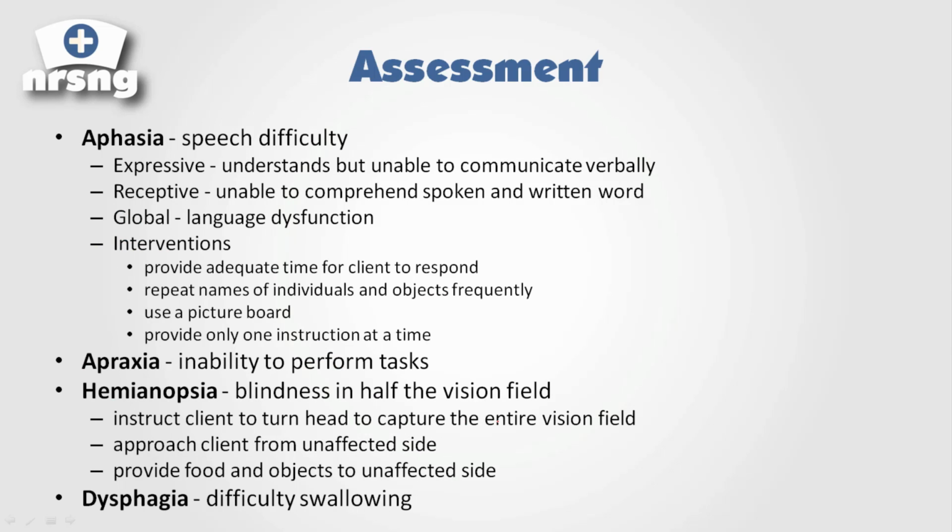So some things you need to keep in mind here. You'll hear a lot about these: aphasia, apraxia, hemianopsia, dysphagia. So what are these things? Aphasia is speech difficulty, and there's a couple different kinds. There's expressive, receptive, global. And so with expressive, they understand, but they're not able to express themselves, right? With receptive, they're not able to comprehend. So they're not receiving, they're not receptive of what you're saying. With global, that's language dysfunction, okay?